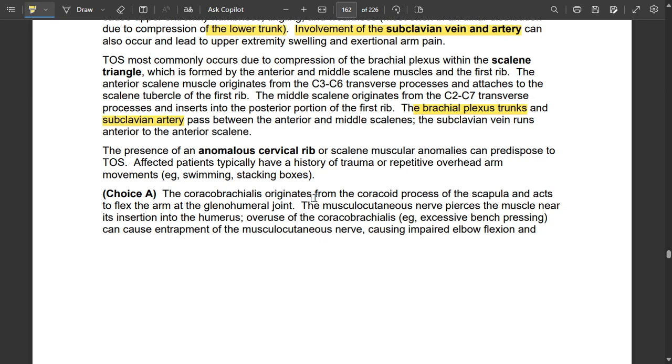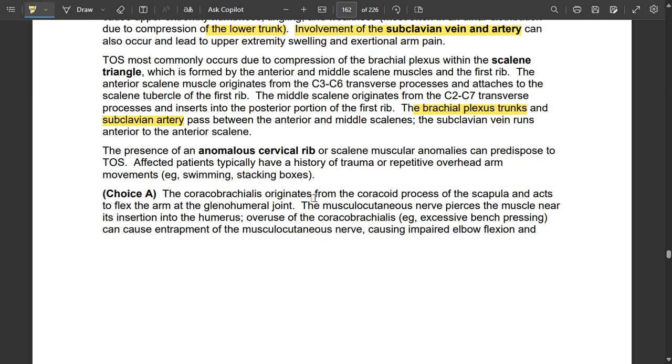The coracobrachialis originates from the coracoid process of the scapula and acts to flex the arm at the glenohumeral joint. So at the glenohumeral joint, it helps in flexion of the arm.